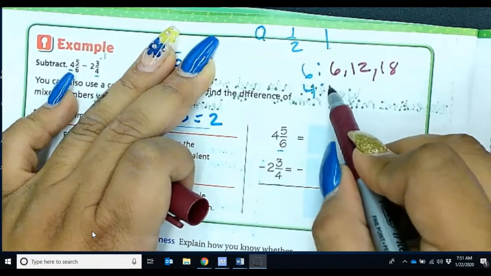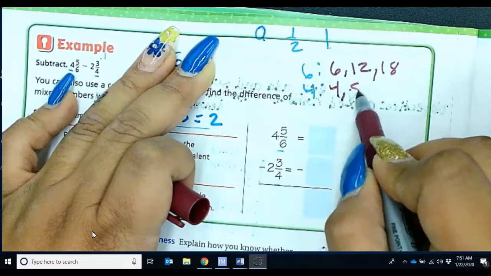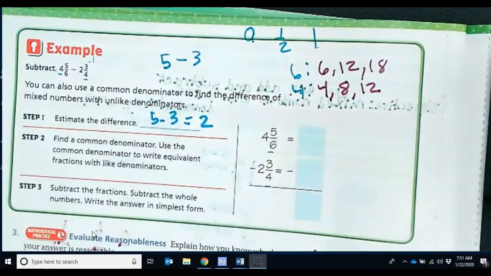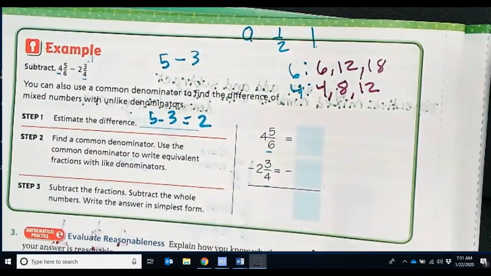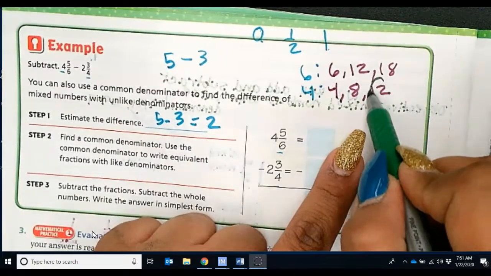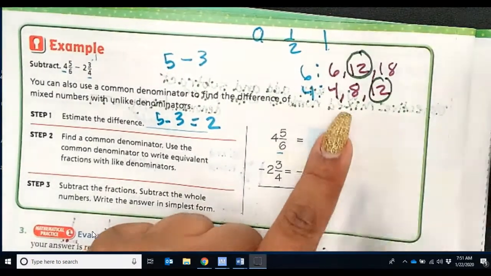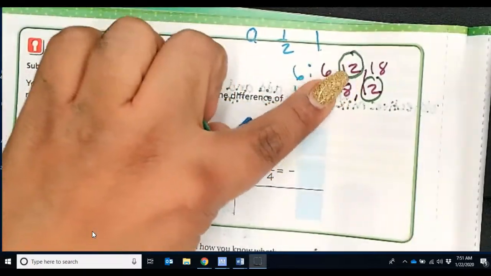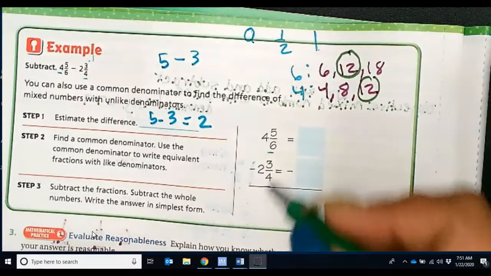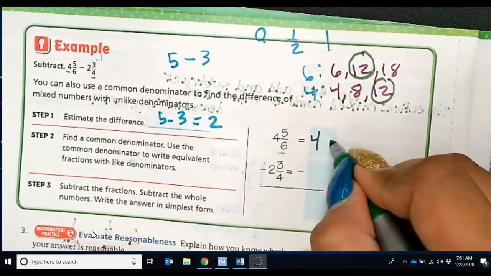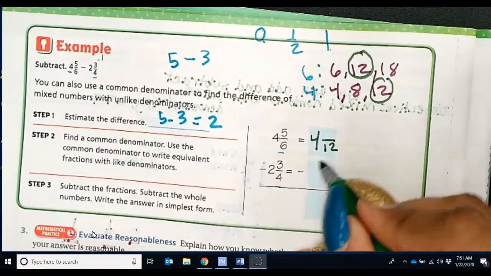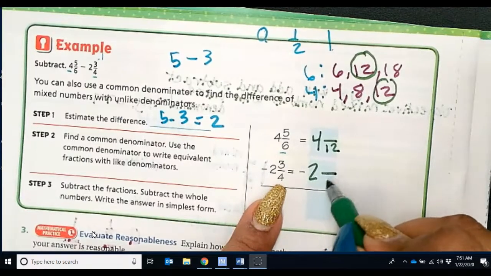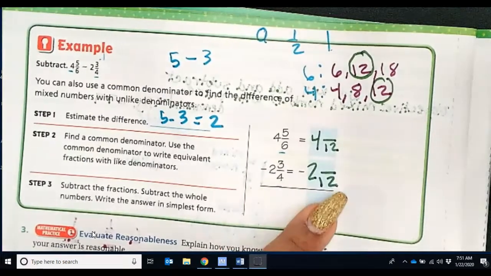Now let's do the 4. 4, 8, 12. Oh, look. See, I'm not even going to keep going because I already see that I have a common multiple. And this is our least one, right? This is the smallest one. So that means that my common denominator is going to be 12. So I'm going to carry over my 4, and then I'm going to write 12 as my denominator. Minus 2, and then 12 is my denominator.